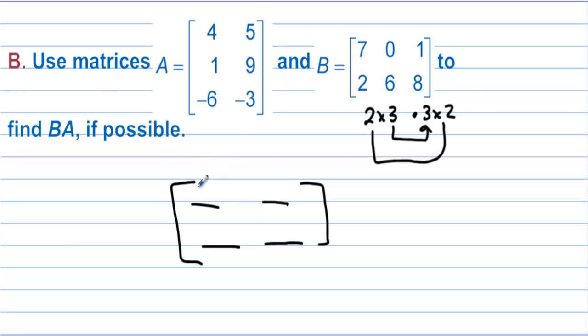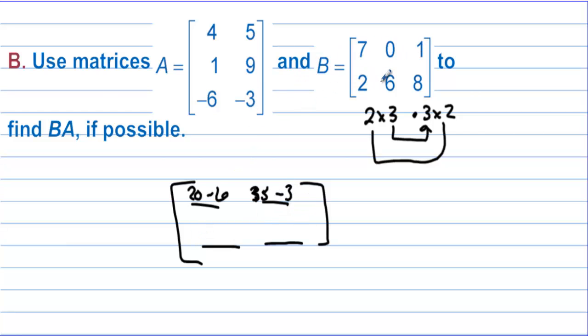We have 28. 7 times 4 is 28. 0 times 1 is 0. And 1 times negative 6 is negative 6. And then we go across and down. We have 35. 0 times 9 is 0. And 1 times negative 3 is negative 3.